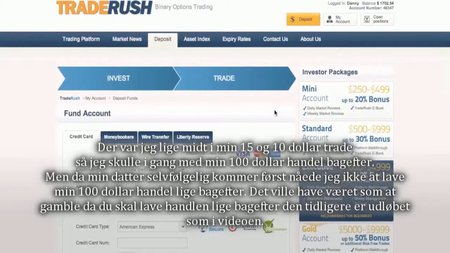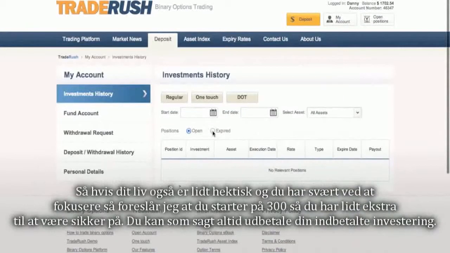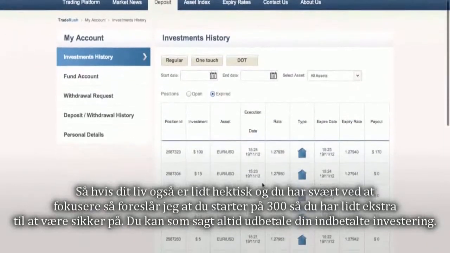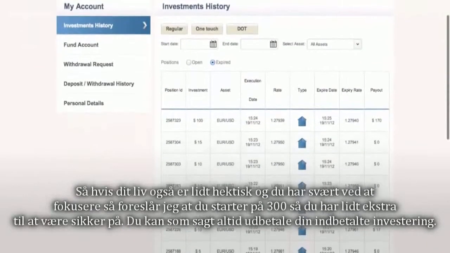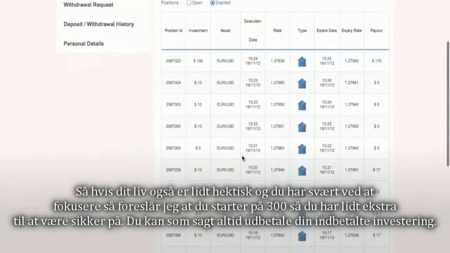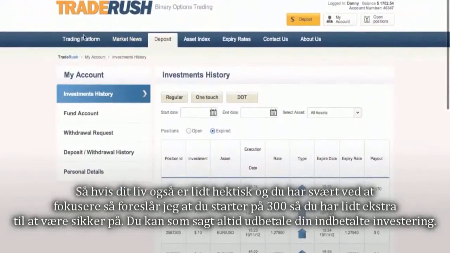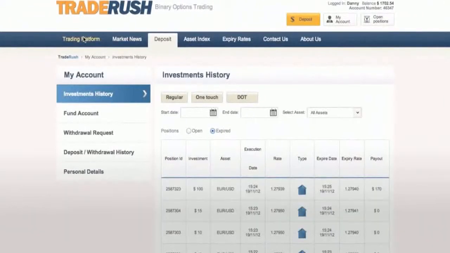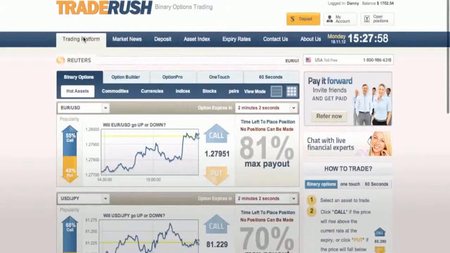By the time I came back, it was too late to put on that $100 trade, because that would be just like gambling. You have to put on the trades as soon as the previous ones expire, just like the video shows. Now, if your life is also a little hectic and it's harder to focus, I definitely recommend you start with 300, so you have that bit of a cushion for when things like these do happen. And you can always withdraw your initial investment once you have your profits.